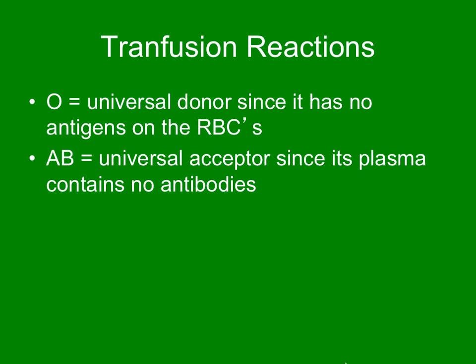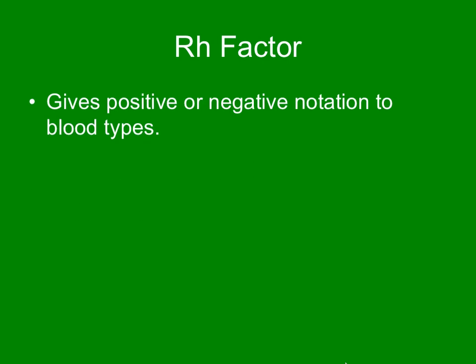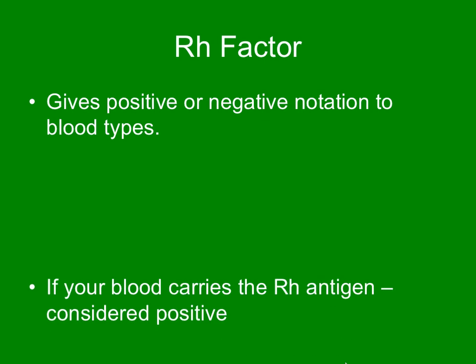Now, a lot of times I get questions from students who say, well, I'm AB positive. What does that positive mean? We haven't talked about that yet. Well, that refers to what we call Rh factor. And Rh stands for rhesus, for the rhesus monkey. This is actually a trait that we share with our closest primate relative, and this is where that comes from. Rh factor is what gives that positive or negative notation to our blood types.